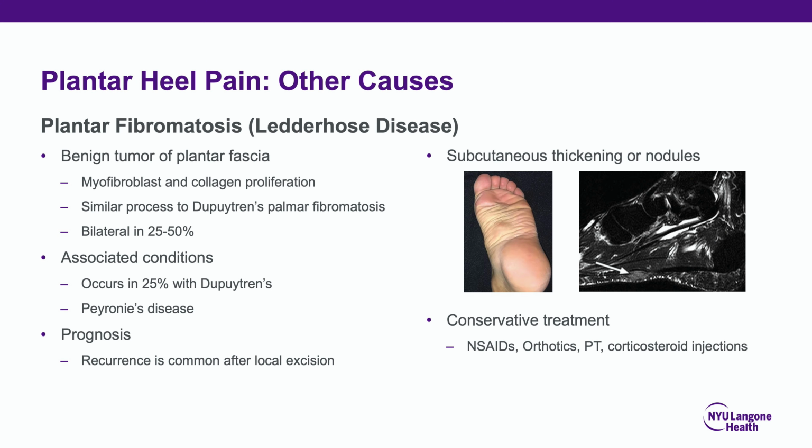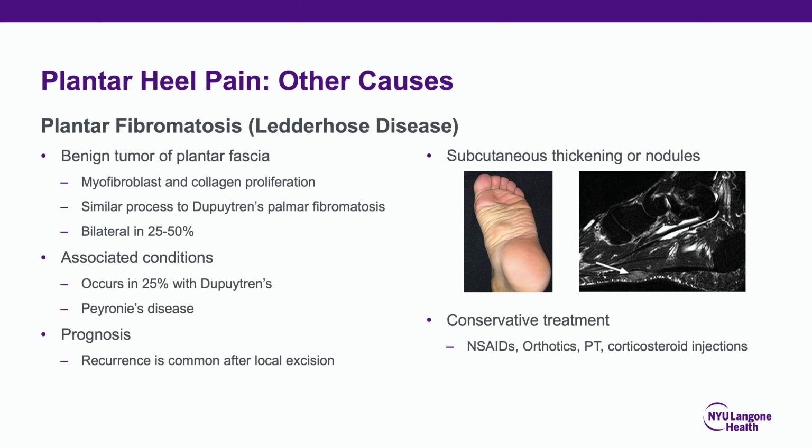Plantar fibromatosis is a benign tumor of the plantar fascia. Myofibroblast and collagen proliferation is noted. This is a similar process to Dupuytren's. It is bilateral 25 to 50% of the time. Dupuytren's can occur in 25% of the patients, and some patients will notice Peyronie's. Recurrence is common after a local excision.